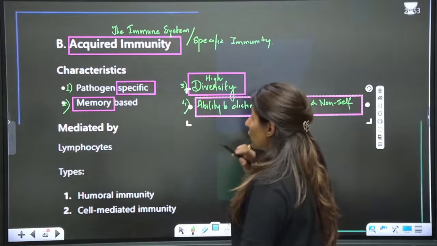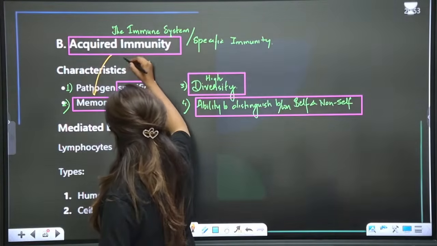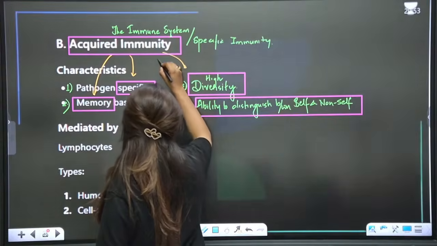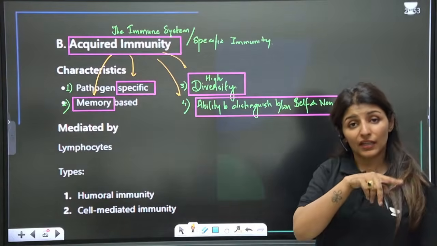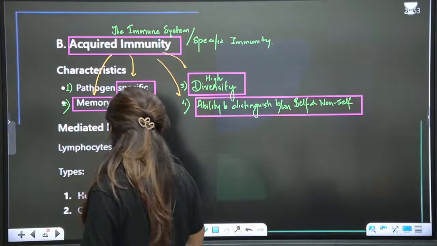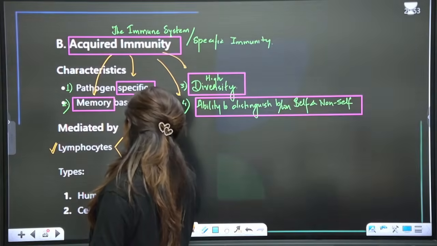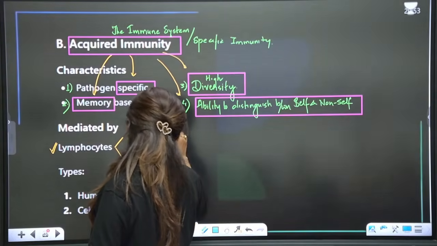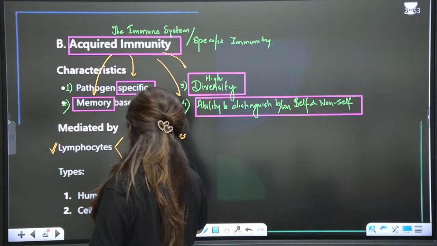So these are the 4 important properties of our acquired immunity: 1, 2, 3 and 4. Now these properties are not present in our non-specific immunity, and they are mediated through lymphocytes. So we have 2 types of lymphocytes, T lymphocytes and B lymphocytes. Is this clear?